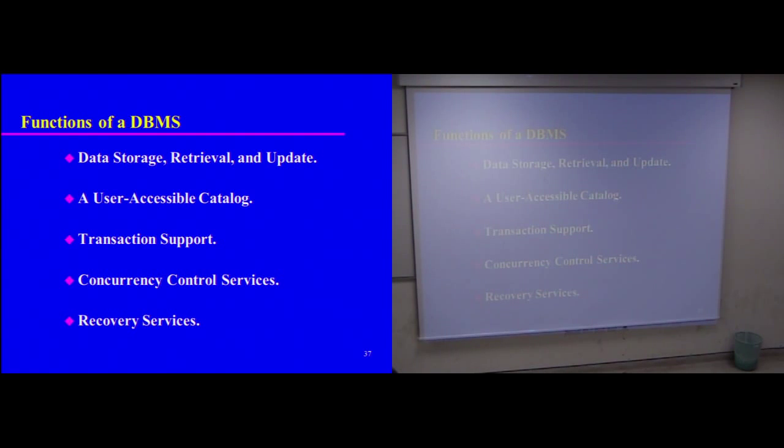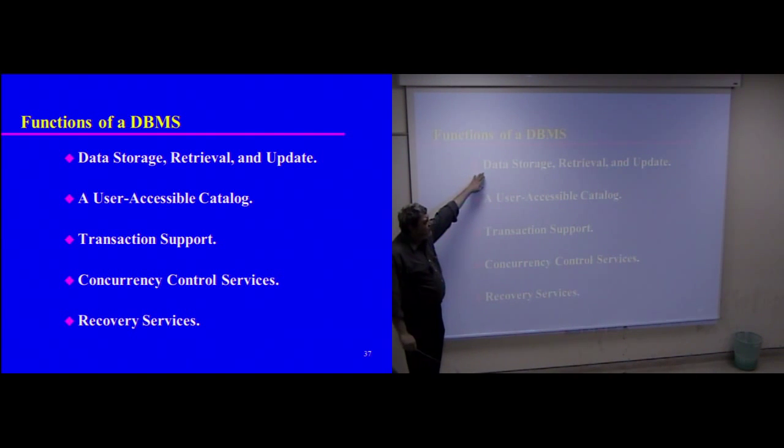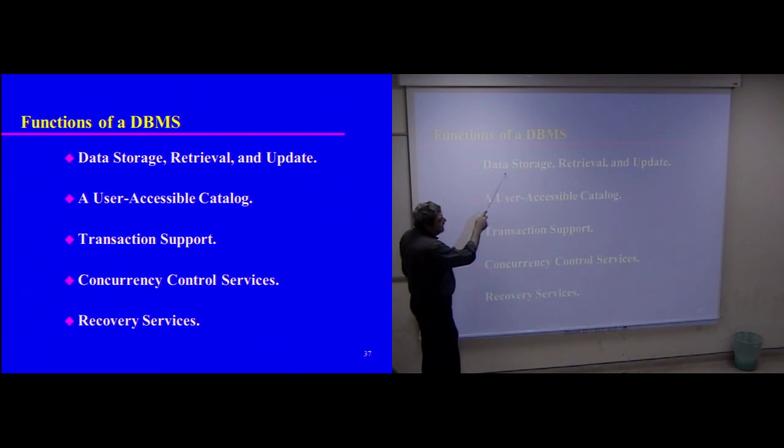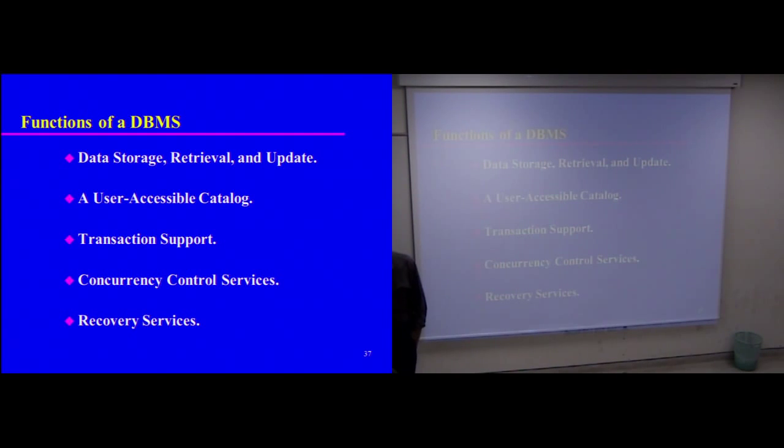Because you came late, we were talking about the functions of a DBMS. This is the first function of a DBMS. We said that every DBMS, even the simplest one, for example Microsoft Access, should be able to store data, retrieve data, and update data. Also, it should allow for accessing the catalog, the metadata.